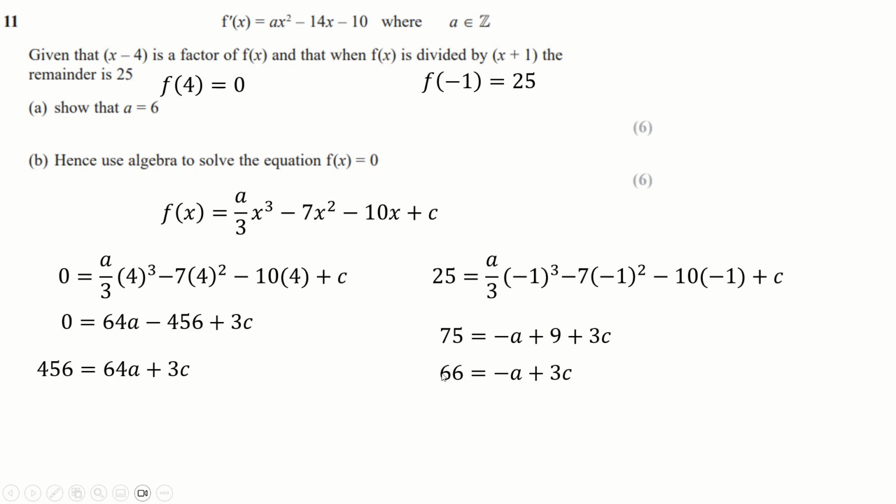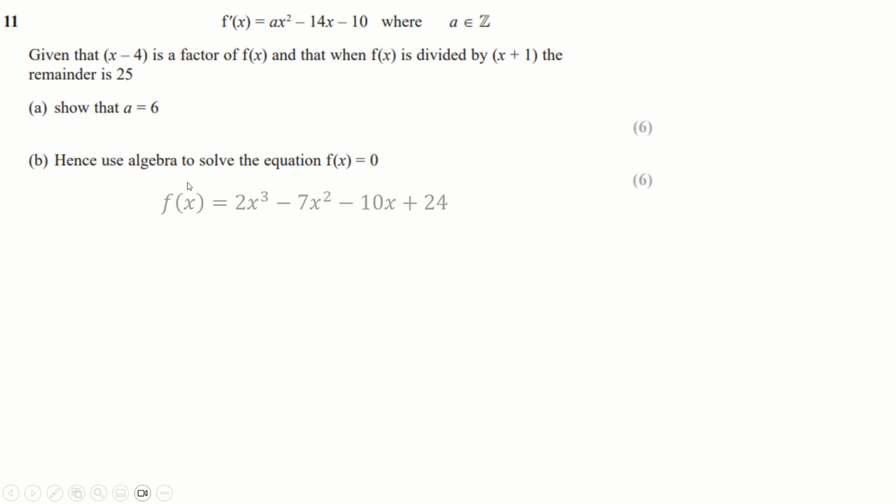And then, of course, we can do this one take away this one. This minus this is 390. This minus this is 65a. This minus this is 0. Divided by 65, we get this, which is what we wanted. We can also then infer that c, if that's 6, add 6 to both sides, divide by 3, and we get c is 24. So that's good. We have our equation for f of x is this here.